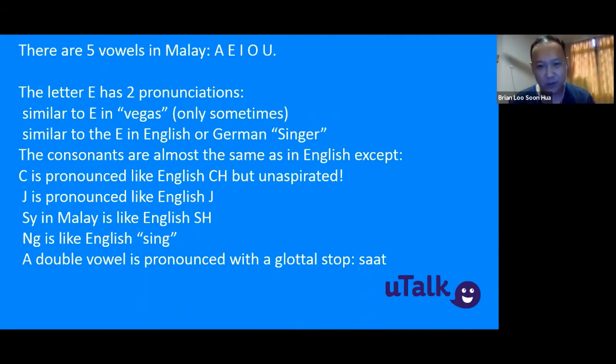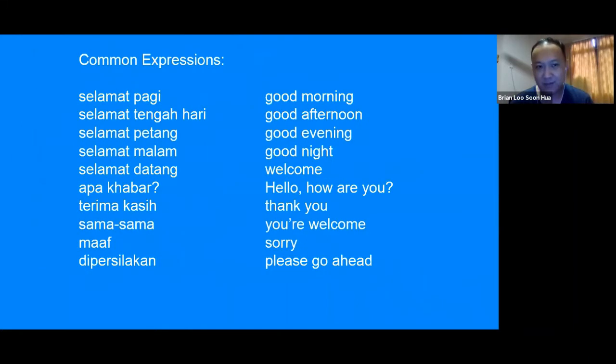So, ng. When you have a double vowel, you pronounce it twice. So, sa'at. Sa'at is the word for second, like 1 second, 2 seconds, 3 seconds. Sa'at. Okay, so let's look at some common expressions.